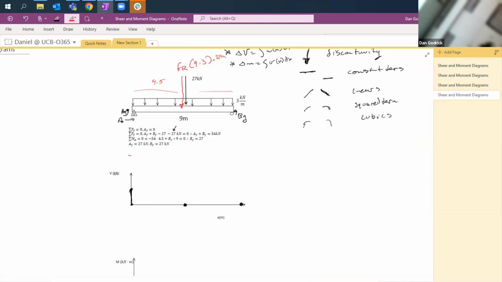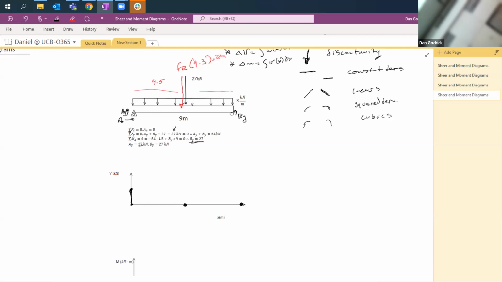We take our moments about our point A, and we can see that minus 54 times 4.5, and we know it's negative from the right-hand rule, plus BY times 9 equals 0. Therefore, BY is 27. And we know AY plus BY is 54, so AY is also 27.